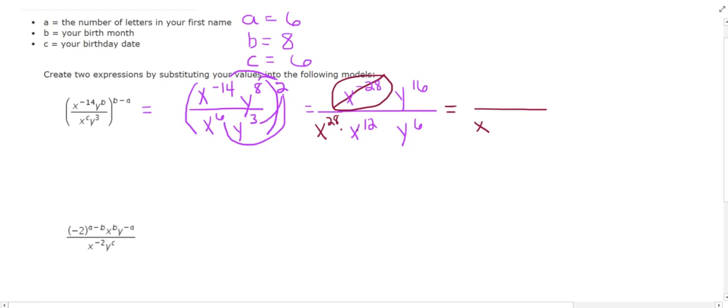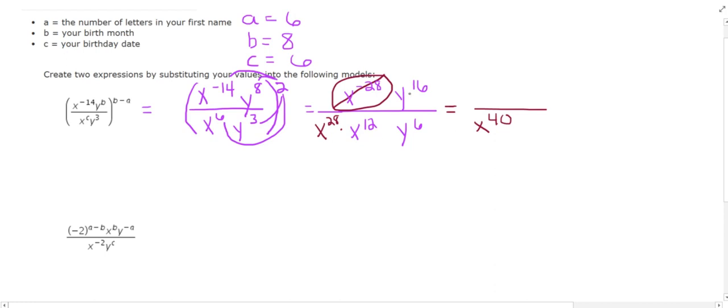So when you have two exponents with the same base right next to each other, that is multiplication, which means we're going to use addition with the exponents. So 28 plus 12 should give me 40. So I have an x to the 40th in the bottom there.